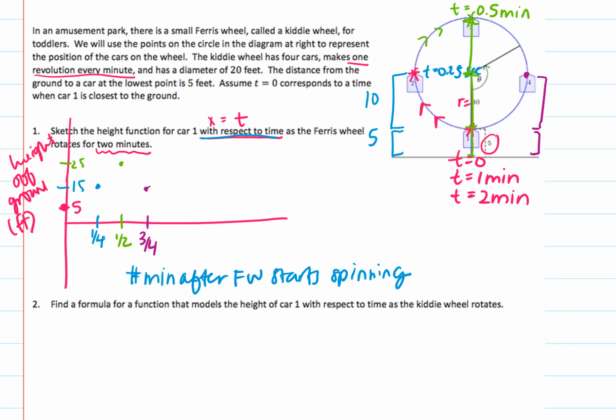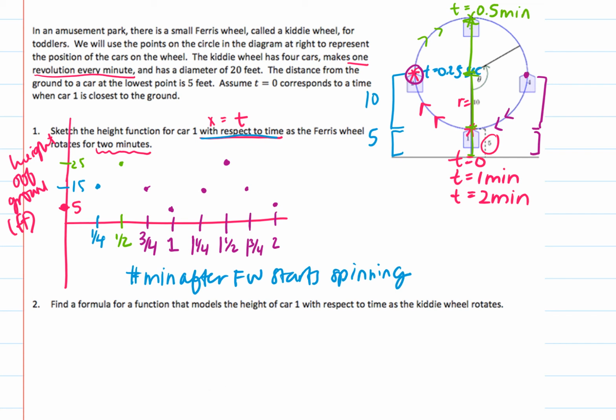Okay, and then we spin back here. So then we're only at that 5 feet off the ground, 1 full minute after we start. And then this just keeps going. So another 1 1/4 minutes, we're back up here at this position, 15 feet off the ground, at 1.25 minutes. We're at the very top of the Ferris wheel, 25 feet off the ground, at 1.5 minutes. We're back in the middle at 1 3/4 minutes, and at 2 minutes, we're back at the edge, only 5 feet off the ground.